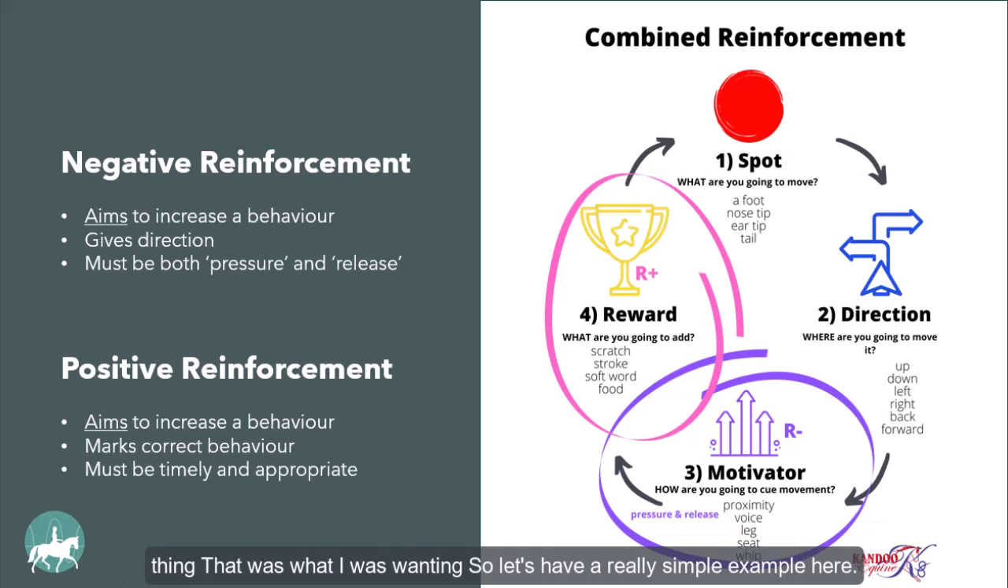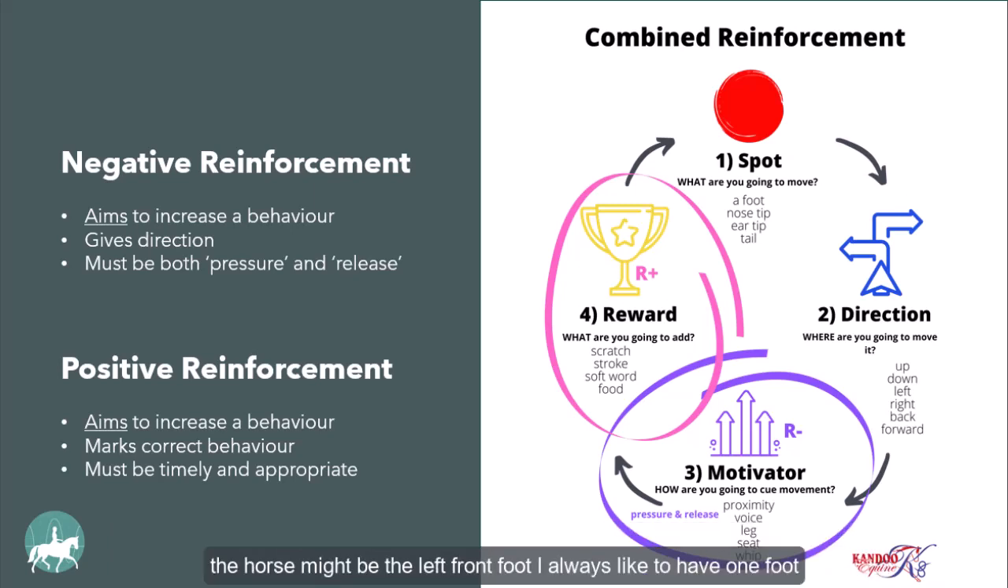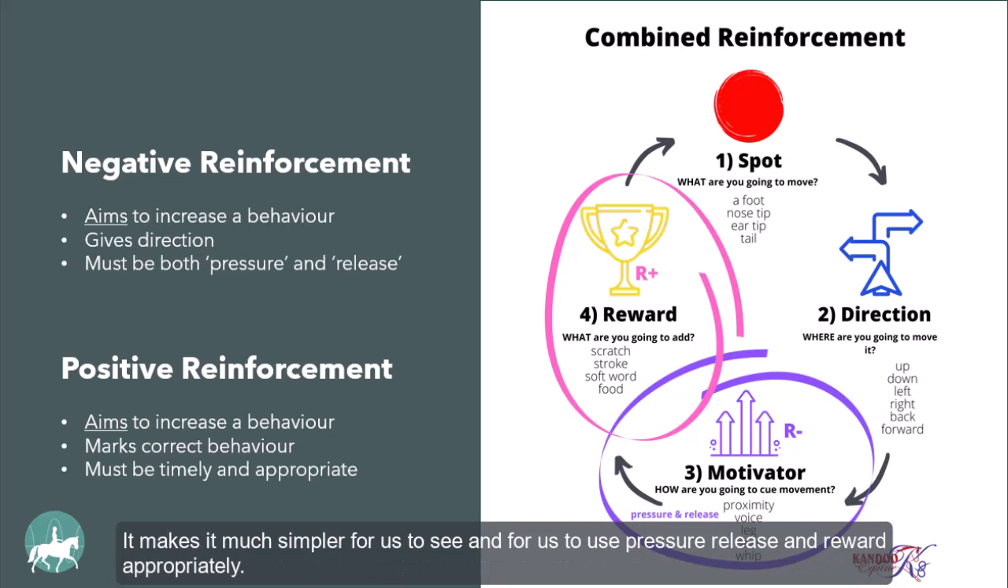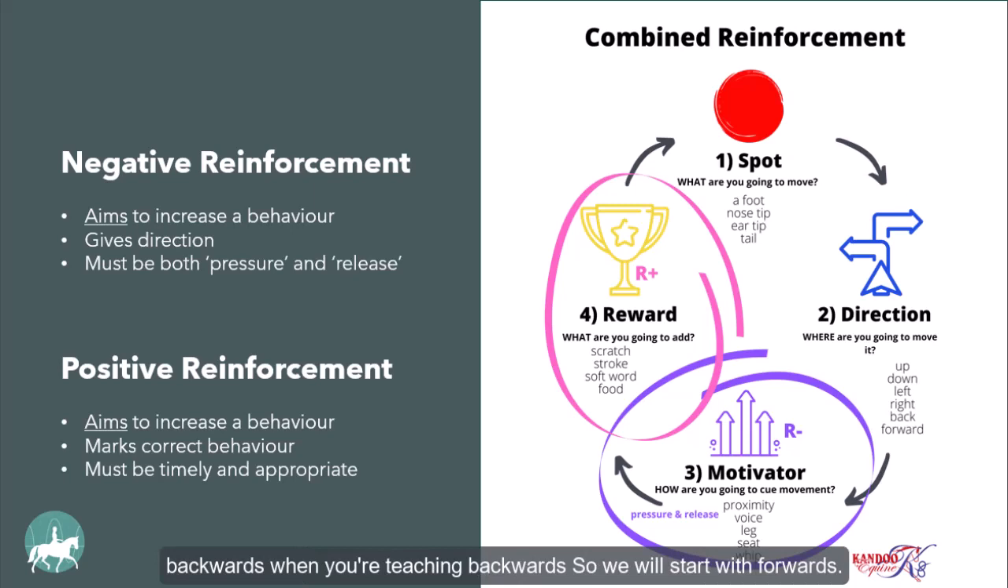So let's have a really simple example here. Let's say you're teaching your horse to load onto a trailer, and you want to teach it just to put 1 foot on and then 1 foot off, and then 2 feet on and 2 feet off. So you teach it to get on and off at the same time. So the spot on the horse might be the left front foot. I always like to have 1 foot because it's much simpler just to teach a horse with one. It makes it much simpler for us to see and for us to use pressure release and reward appropriately. So the direction is going to be forwards and backwards when you're teaching backwards. So we start with forwards.